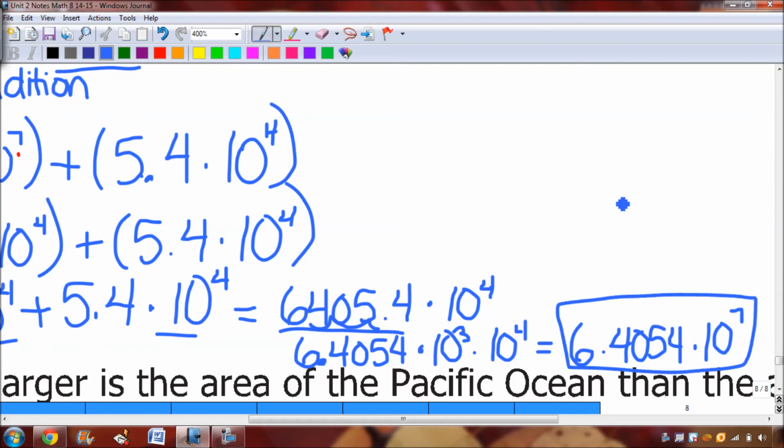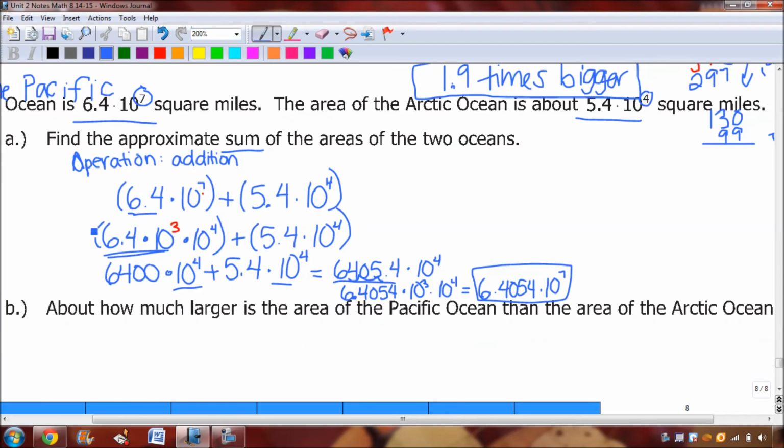Now I want to talk to you guys for a minute about the power of exponents, because something really interesting just happened. If you notice, the area of the Pacific Ocean is 6.4 times 10 to the 7th power, and the area of the Arctic Ocean is huge. It's still big, 5.4 times 10 to the 4th power. But notice the combined area. It doesn't appear that much different than the actual area of the Pacific Ocean: 6.4 times 10 to the 7th power versus 6.4054 times 10 to the 7th power. It doesn't seem like that big of a difference because this is so much larger than this one, because it's to the 7th power versus to the 4th power, okay?